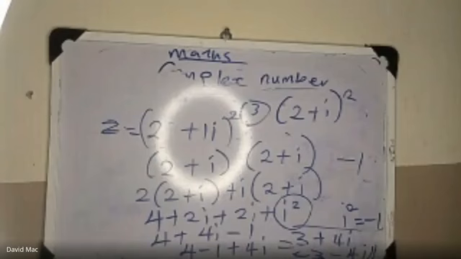Okay, so this 2 plus i, raised to power 2. I thought that when you want to open the bracket, the sign will change, like it will be a minus sign or something like that.